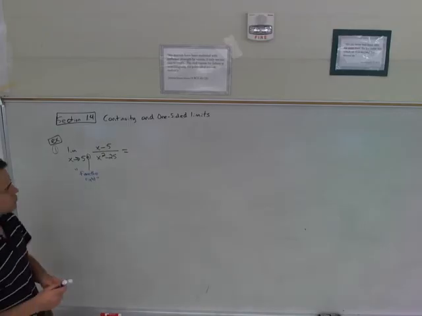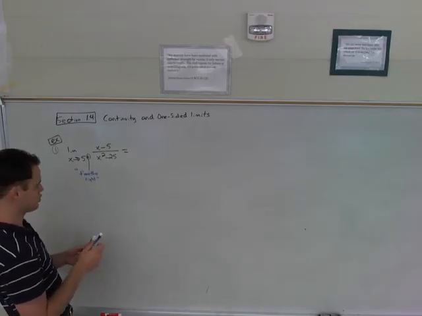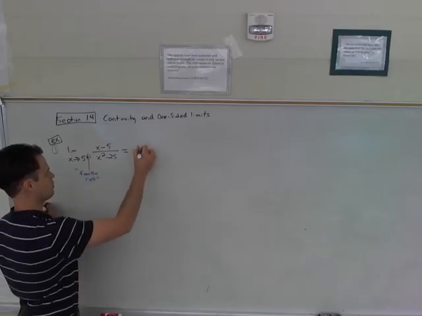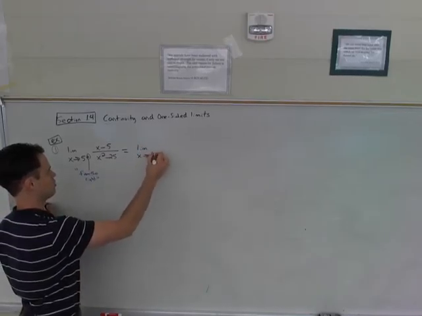Factor and cancel. I'd factor the bottom and cancel, so what's it going to turn into? x plus 5, x minus 5. Right, 1 over x.